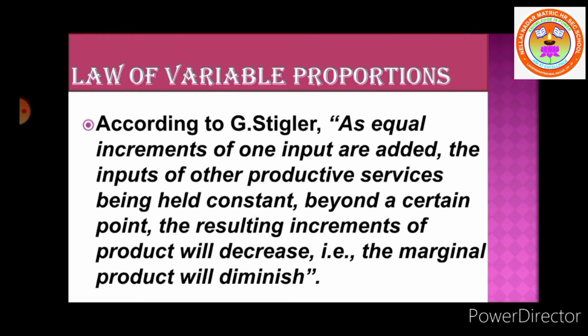According to G. Stigler, as equal increments of one input, that is labor, are added, the inputs of other productive services, land and capital, being held constant, beyond a certain point the resulting increments of product will decrease, if we increase only the variable factor. The marginal product of labor will diminish.